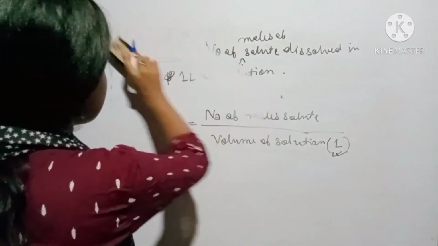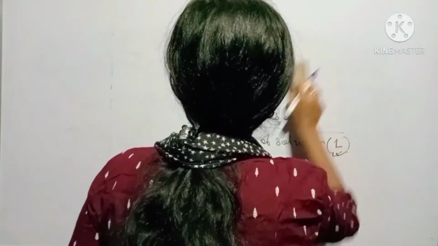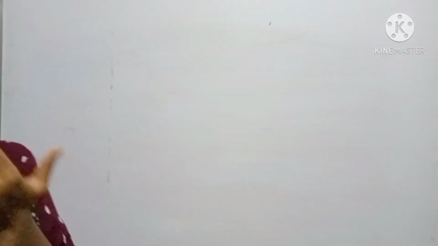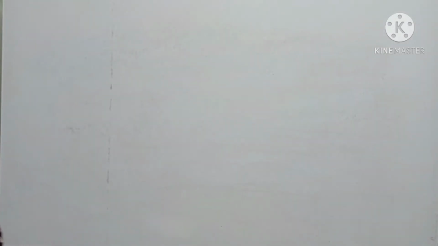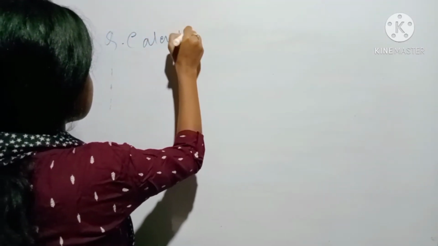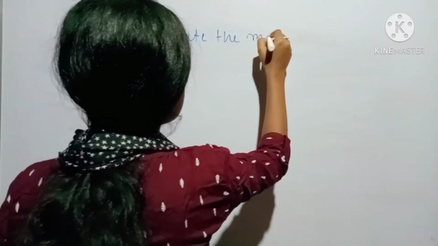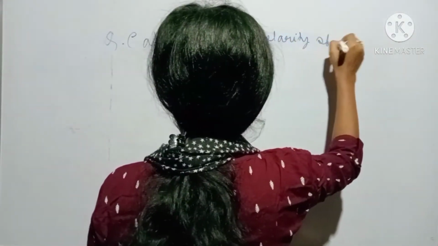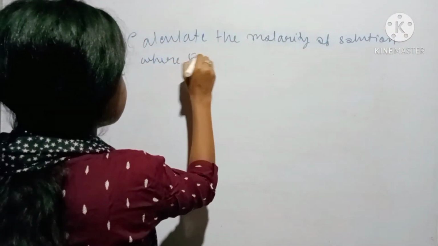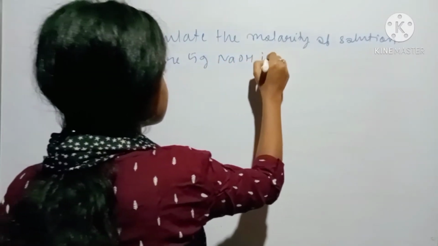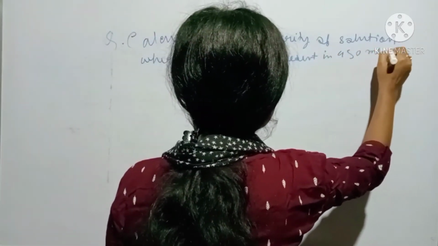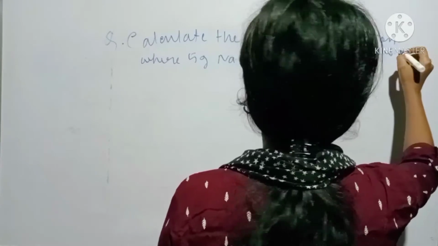So let me write the question for you. Wait for a second. The question is: calculate the molarity of solution where 5 gram sodium hydroxide is present in 450 ml of solution.